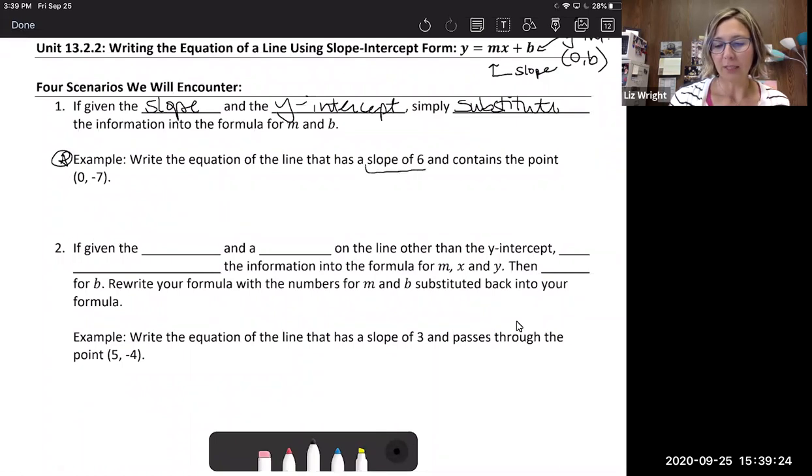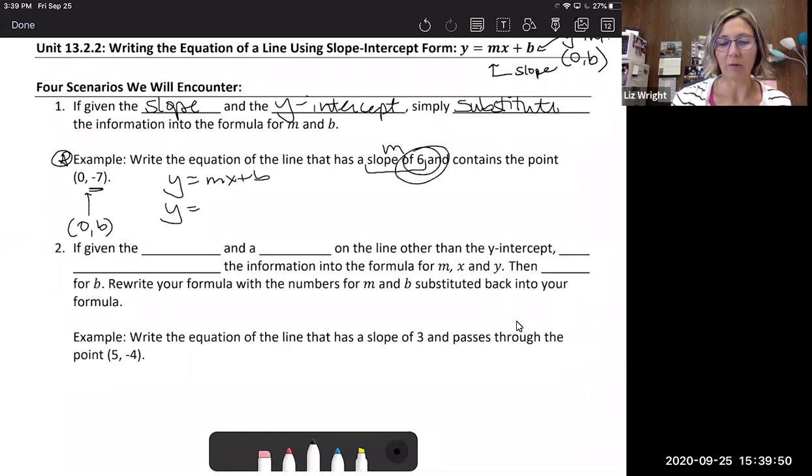So here you need to interpret that the 6 is going to go in for your m. And then you would want to recognize that since this ordered pair starts with a 0, what this is giving you is your y-intercept. So it's in the form (0, b). And then you would plug that information into y equals mx plus b. So the y is still going to be a y. We're going to plug the 6 in for the m, and then we're going to have this -7 get plugged in for the b.